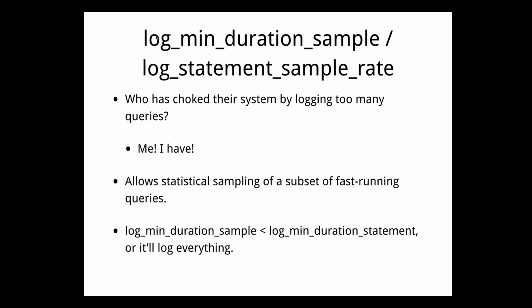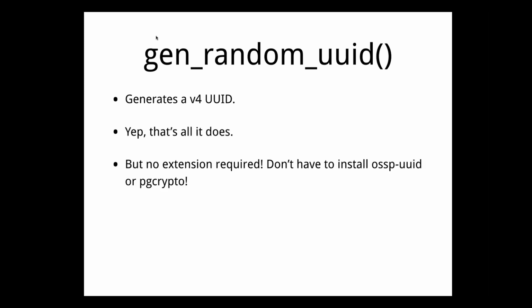Okay, and my favorite of the new features, gen_random_uuid. It generates a version 4 UUID. That's all it does. But it's in core now. You don't have to install an extension. You don't have to install OSSP UUID or pgcrypto. And thus you don't need all the dependencies that come with those, which can be a pain in the neck on some systems. And maybe I'm just easily amused.